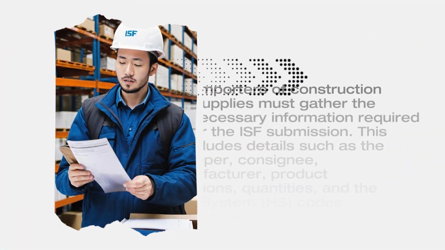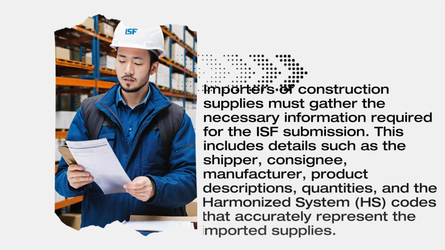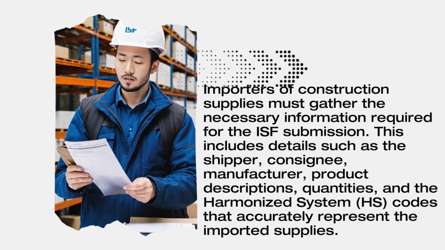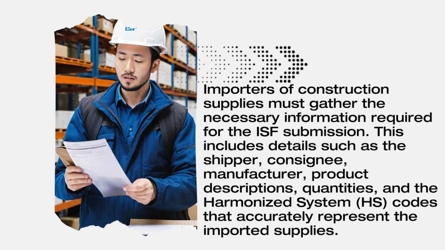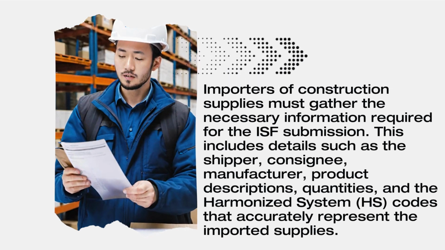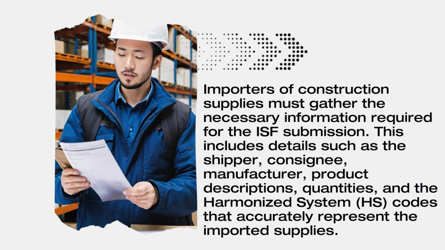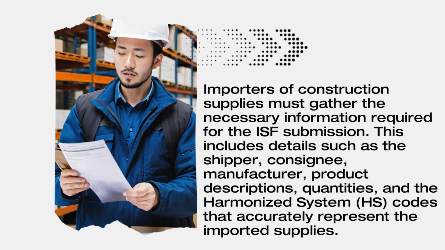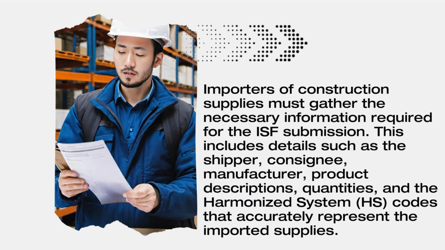Importers of construction supplies must gather the necessary information required for the ISF submission. This includes details such as the shipper, consignee, manufacturer, product descriptions, quantities, and the Harmonized System (HS) codes that accurately represent the imported supplies.